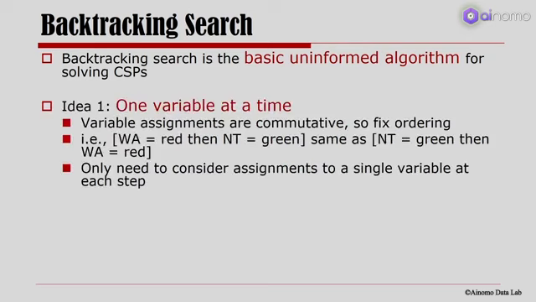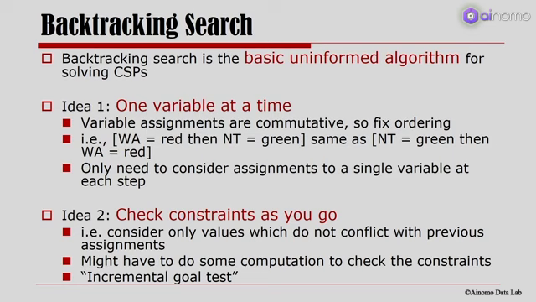We look at one variable at a time. So, variable assignments are commutative, no fixed ordering is there, and we only need to consider assignments to a single variable at each step. The second idea is to check for constraints as we go along. That is, we consider only values which do not conflict with the previous assignment. For that, we might have to do some computation to check the constraints, but then we get one step at a time towards the goal.